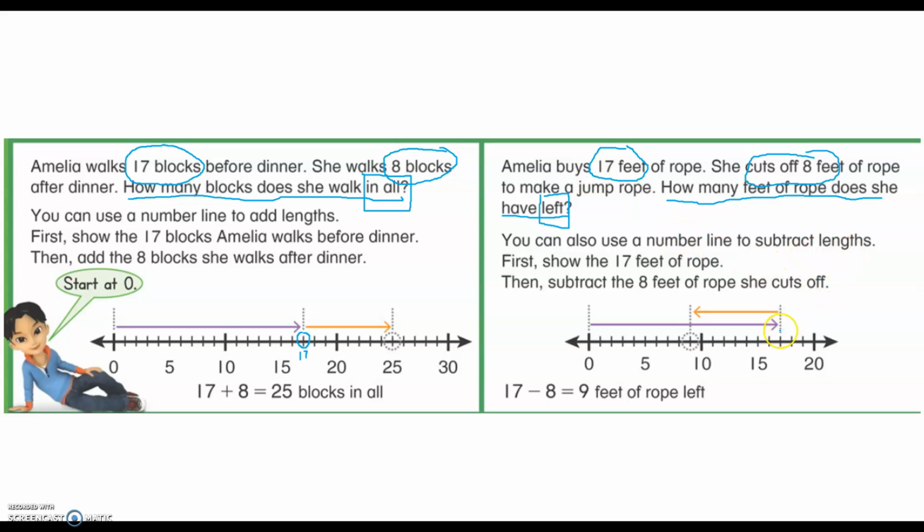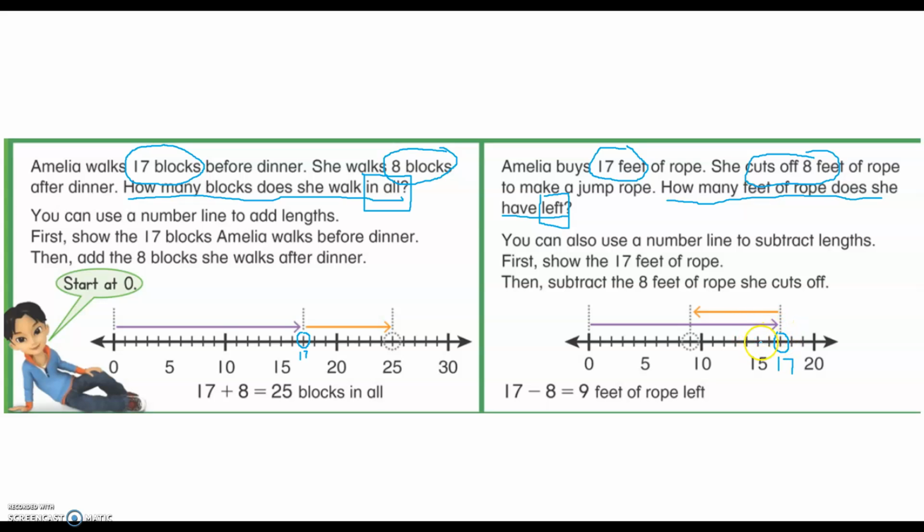First, we want to start at 17. So when we were adding, we counted up. Now we're subtracting, we're counting backwards. We're going to start at 17. Now I know this is 17 because here's 15. It's marked 16, 17. Then subtract 8 feet of rope that she cuts off. So we count back 8.